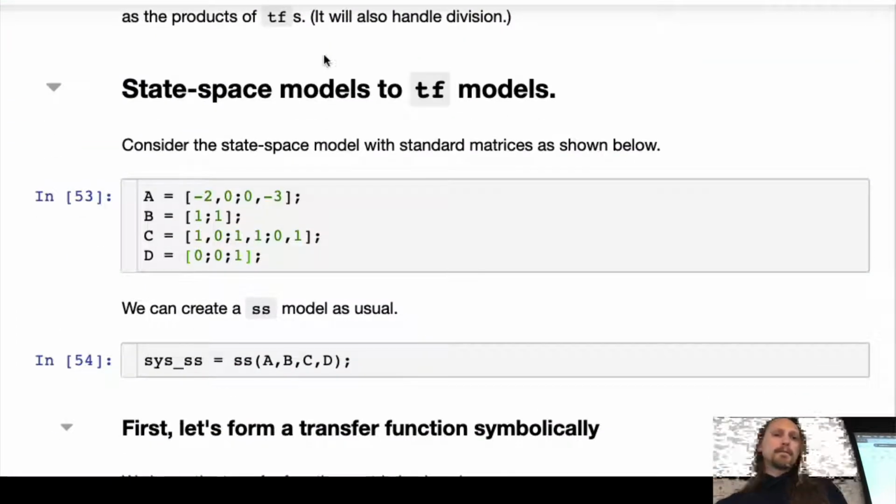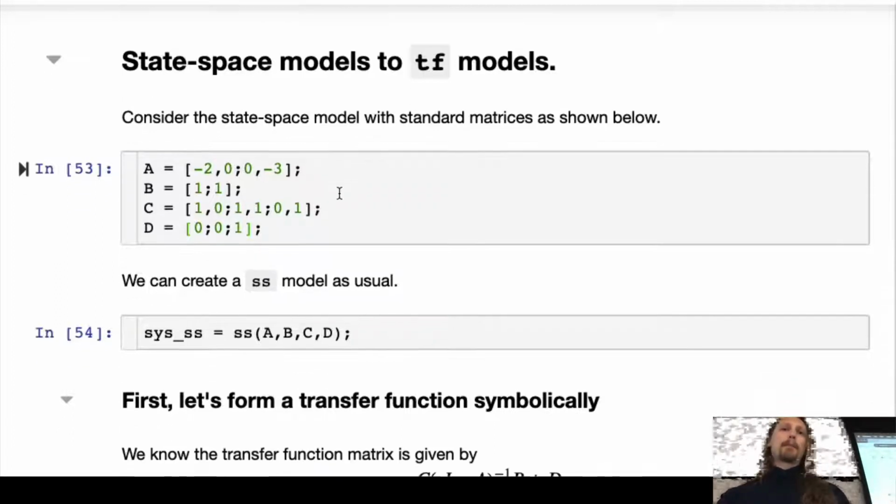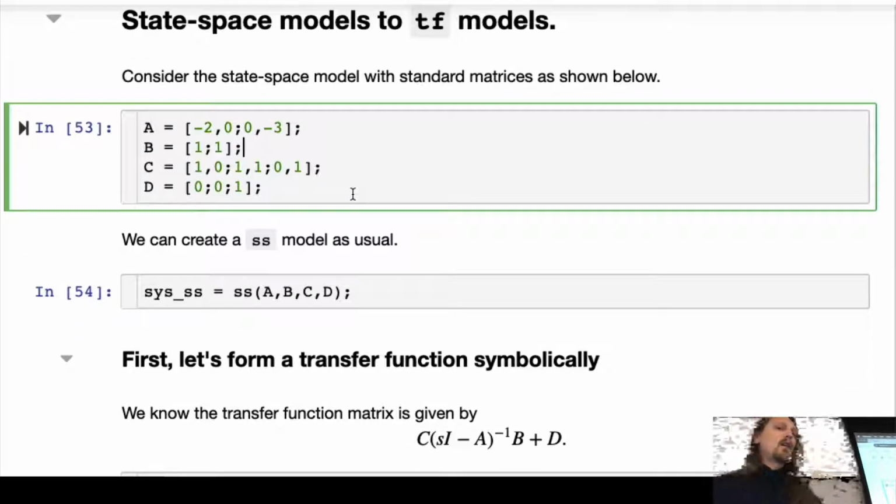Very good. State space models to transfer function models. So consider the state space model shown below with these A, B, C, and D matrices.